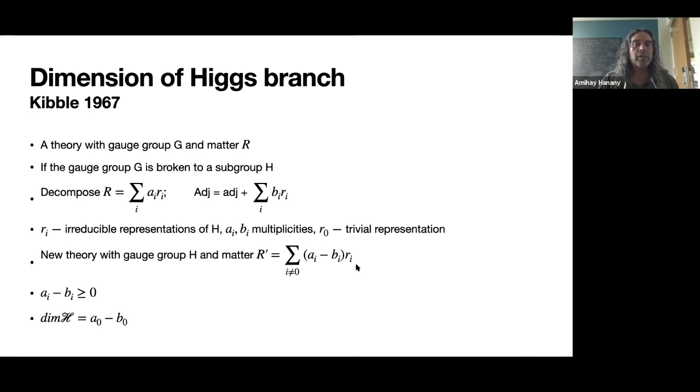But now I have a very important condition. These are multiplicities of representations, so they must be all non-negative. And furthermore, if I look at the trivial representation, this gives me the dimension of the Higgs branch. Remember, we started with this question: what is the dimension of the Higgs branch in the case of non-complete Higgsing? And we had to go through this formulation. Any questions about this?